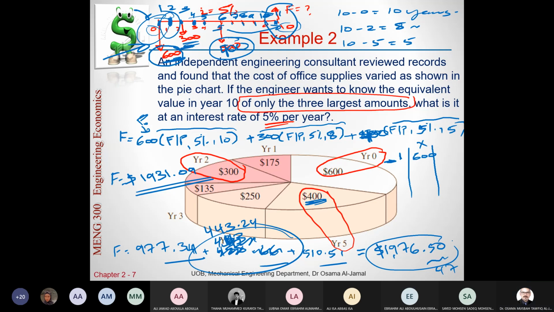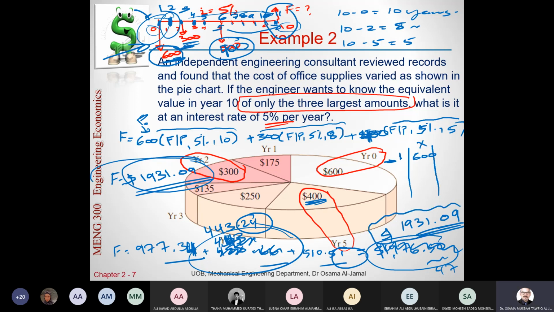See the answer now. 1931.09. I added them up again: 977.34 plus 443.24 plus 510.51. It gave me exactly the same answer as that one, which is 1931.09.